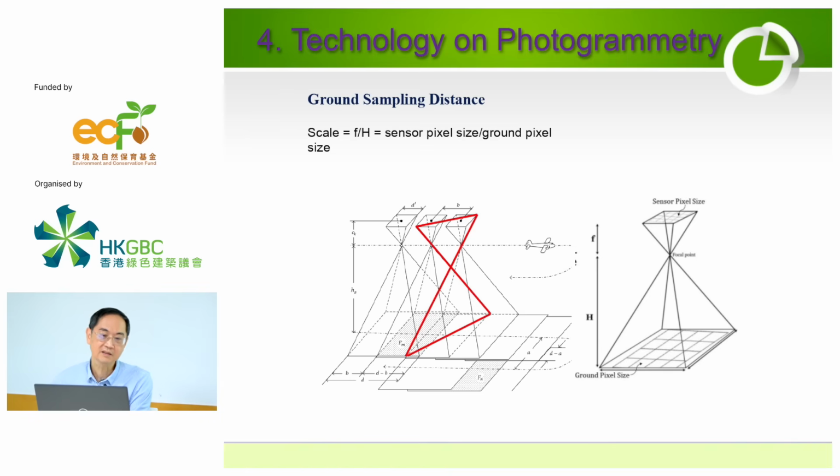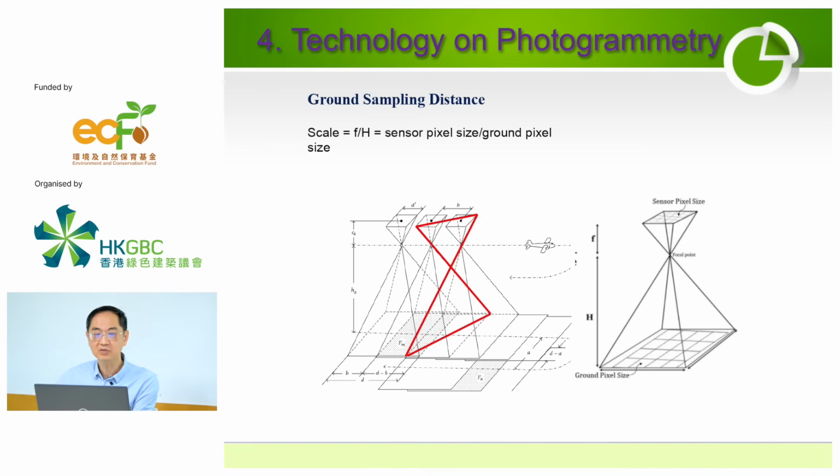So here is the ground sampling distance for us to assess whether the quality of our photos is adequate or not. It depends on the scale. The scale is the sensor pixel size over the ground pixel. So this is the sensor pixel size of the camera, and this is the actual ground pixel of the photo we are taking.